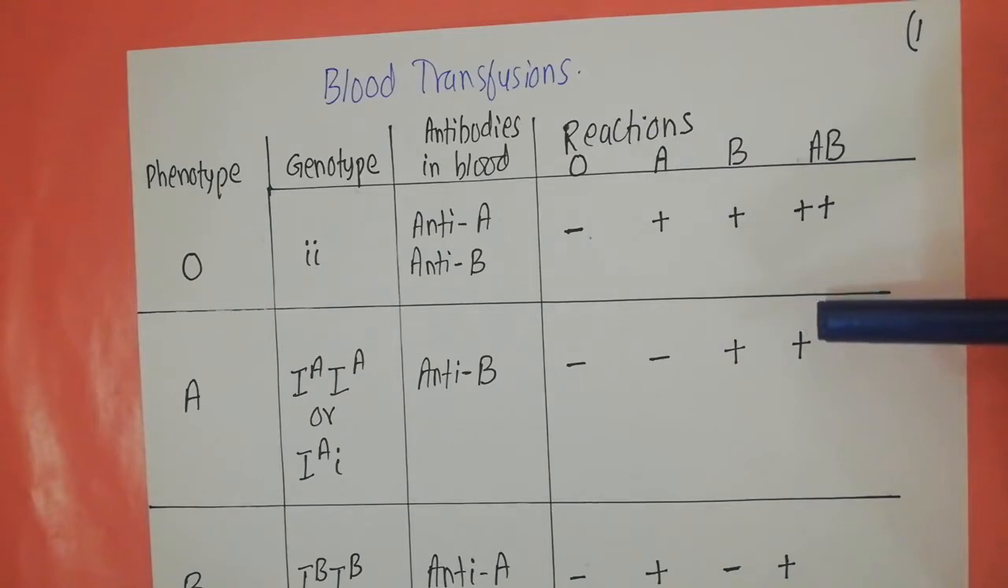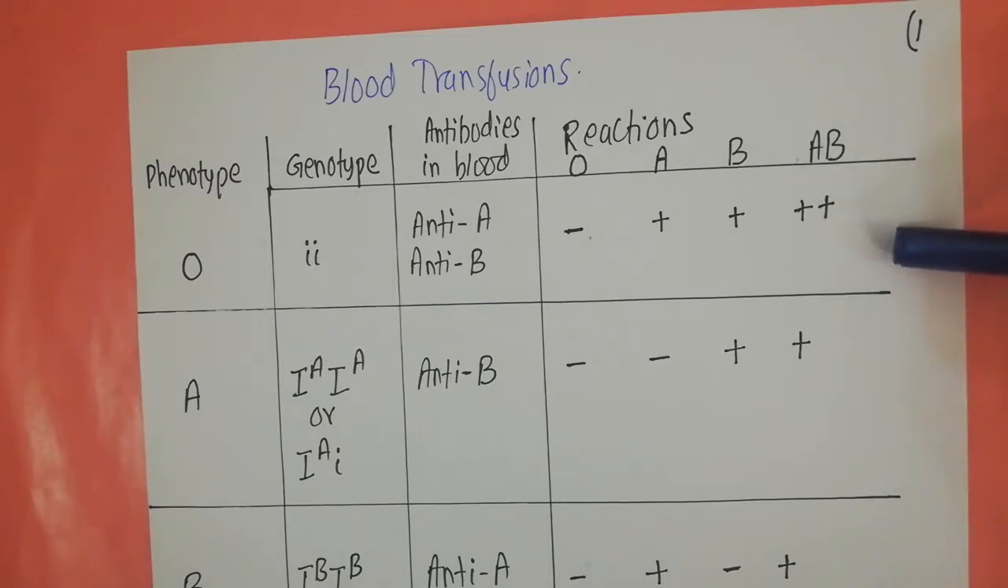Which kinds of blood transfusion are allowed and which are not allowed. Now the key to understanding this table is that if you give an individual a foreign antigen, the immune system of that individual is going to make antibodies against that antigen and there will be a clumping reaction. This is the key to understanding this video.